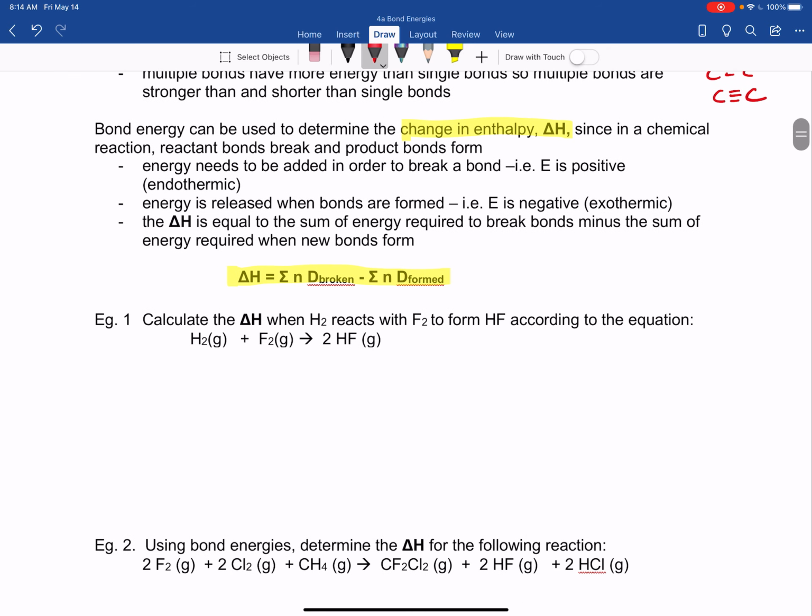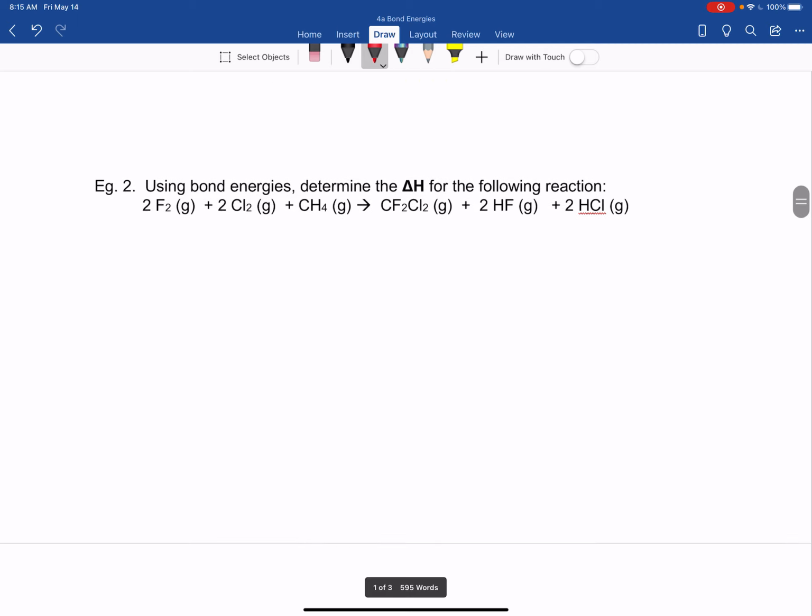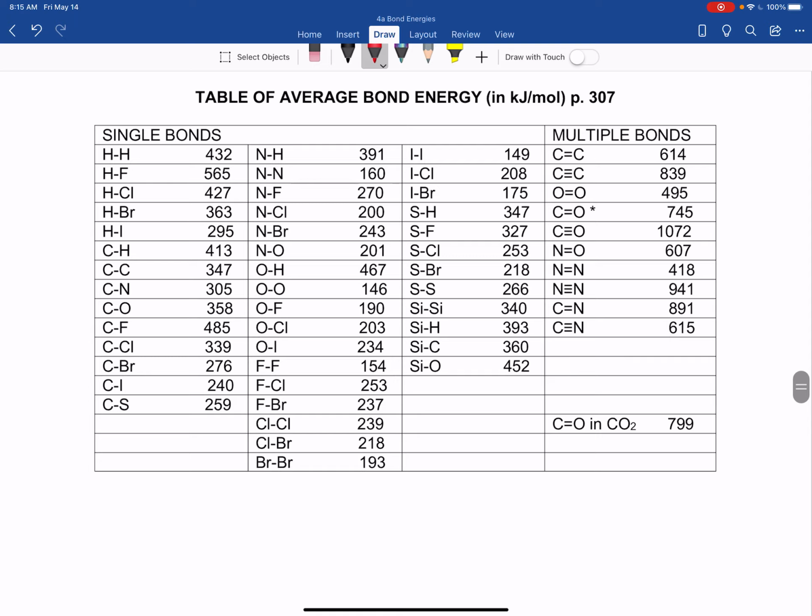And now as long as we know what the substances are, we can predict if it will be endo or exothermic. So let's try an example of this. And keep in mind, when bonds are broken, those are the reactants, and the products are the new substances formed, so their bonds form. All right. So we'll calculate delta H when H2 reacts with F2 to form hydrofluoric acid in the following equation, and it's balanced for us. Now the bond energies, I'll scroll down here, are given to us in a chart.